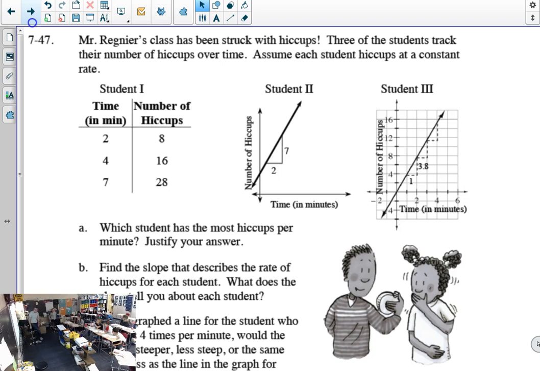That would be my friends, and they'd be like, let's track which student has the most hiccups per minute. Figure it out. Hiccups per minute. You're like, 1, 2. Okay, that's a minute. So 4 hiccups a minute.